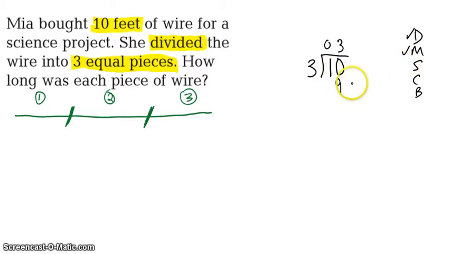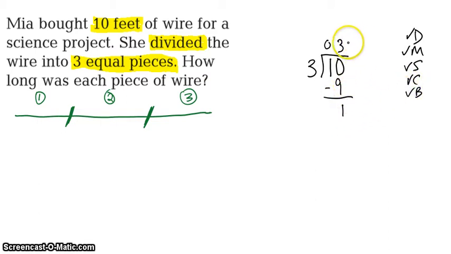Next we have to use that number and we're going to have to subtract. So we have 10 minus 9. It's going to leave us with 1. We're going to check. Is 1 less than 3? And it is less than 3, so we're good there. And it says to bring down. Is there any other numbers to bring down? There is nothing left to bring down.